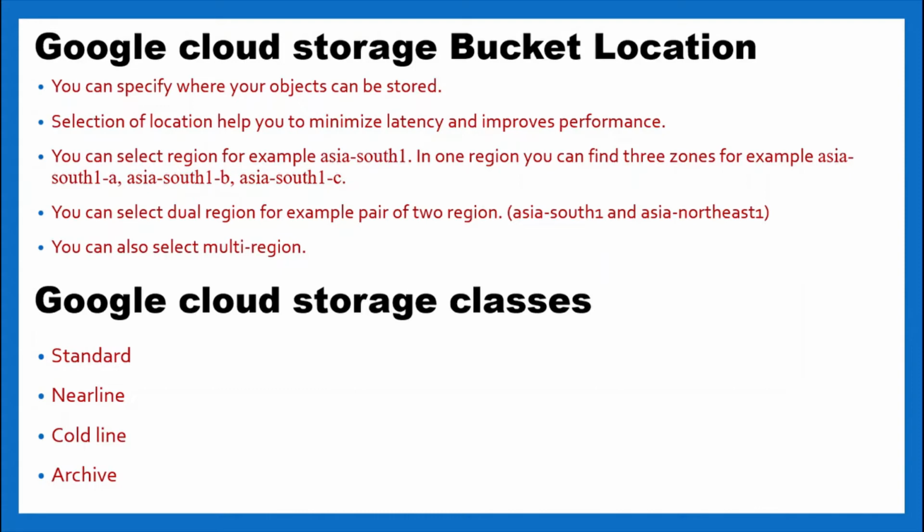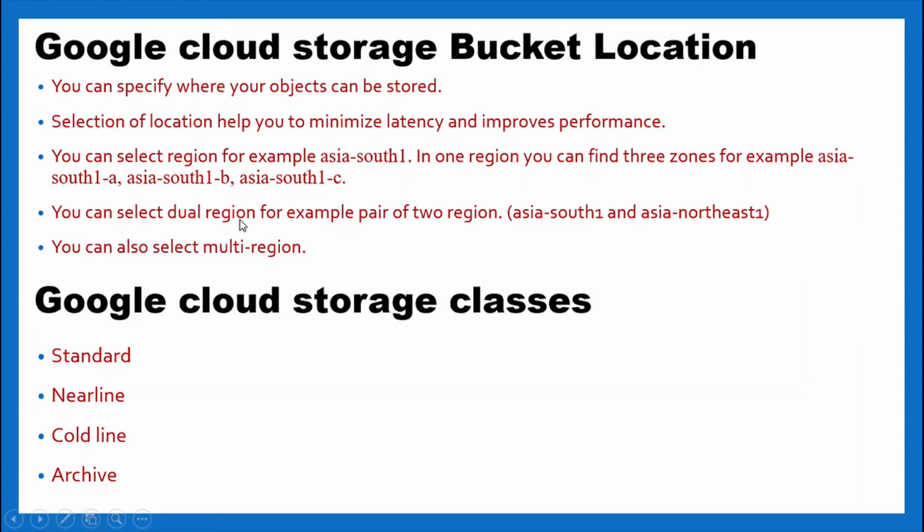and that will improve the performance of your application. So you can select a region, for example Asia South 1, which is the Mumbai region. In one region you can find three zones, for example Asia South 1A, Asia South 1B and Asia South 1C. And you can also select a dual region.